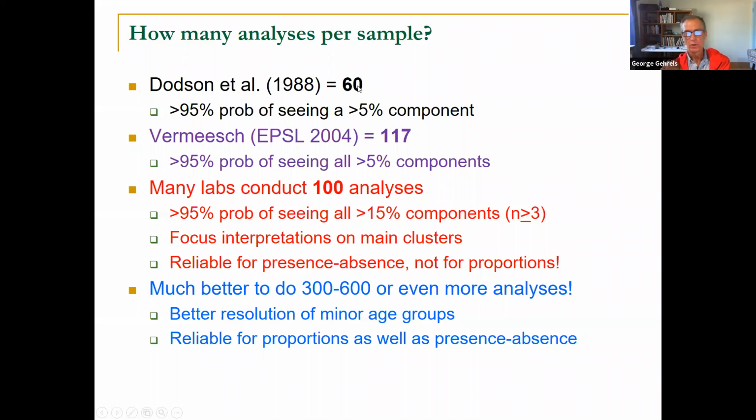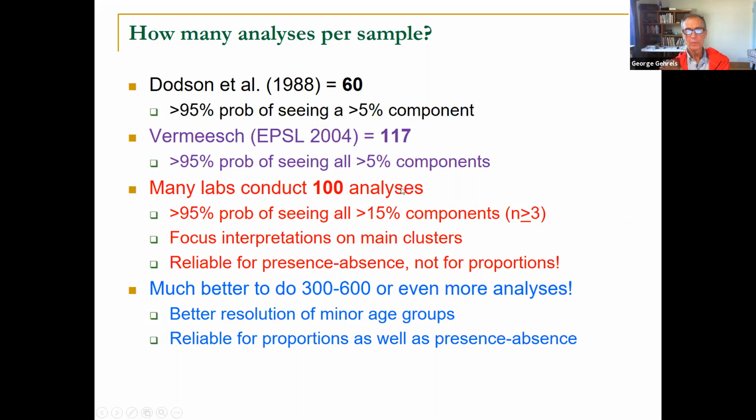So that's pretty good news. Do 60, you'll probably see every component in your sample down to 5%. Peter Vermeesch, a really smart statistician, geologist, realized that that only works if you have one 5% component. If you have multiple 5% components and you want to see all of them, then you actually have to do 117. So the number doubled in the early 2000s. You have to actually do more than 60.